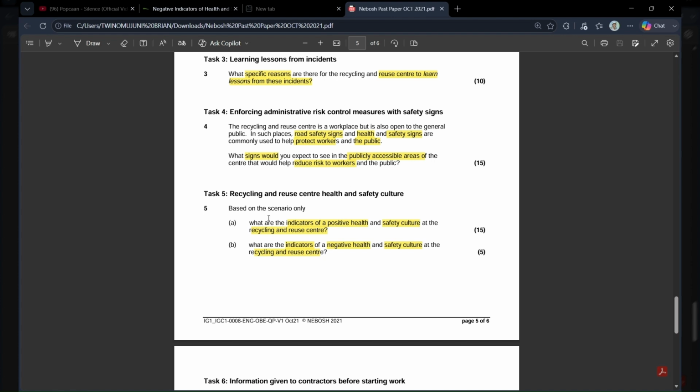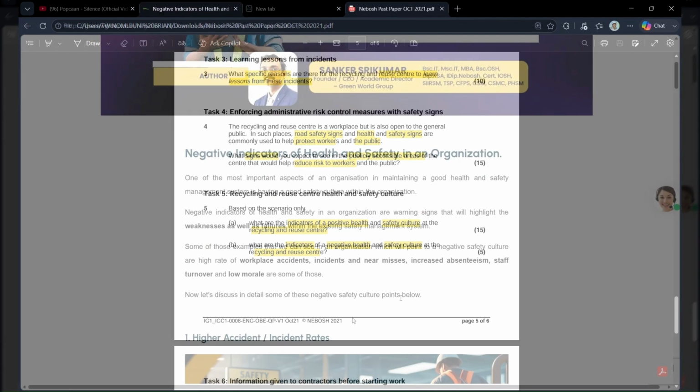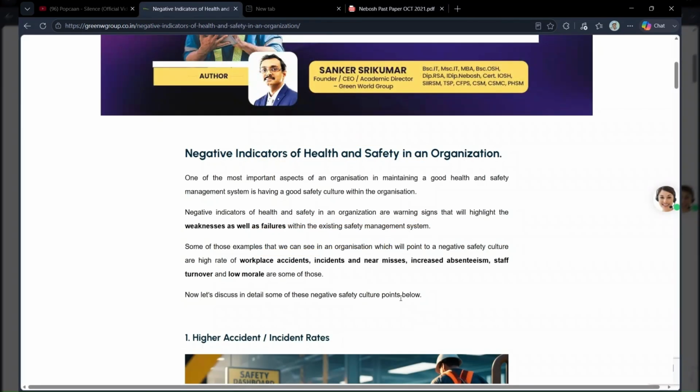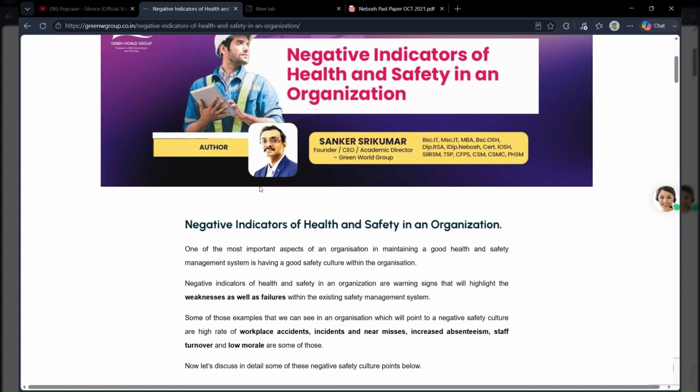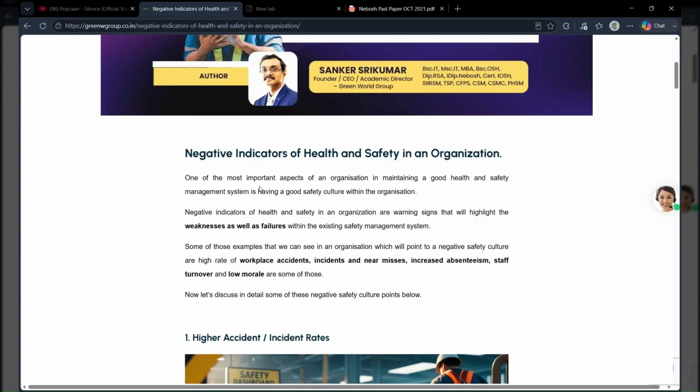So, question 5 talks about, based on the scenario only, what are the indicators of a negative health and safety culture at the recycling and reuse center? And this goes for 5 marks. Now, remember, in case they ask about anything to do with negative indicators of health and safety culture and you don't remember them very well, you can always use your course notes, because you're free to use your course notes, or you can go and search on Google the negative indicators of HSE in an organization.